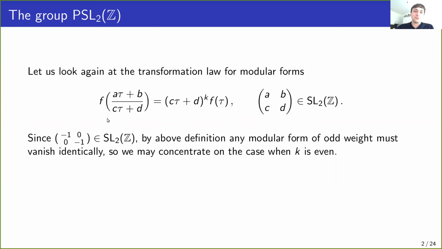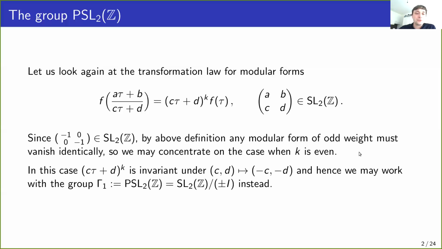So actually, if you look at the definition, it just says that f of tau is equal to minus f of tau. And because of that, all of them will vanish. For the purposes of this talk, we'll just concentrate on the case when k is even. There is a way to make an interesting notion of odd weight modular forms, but it's not this way. One has to introduce some kind of multiplier system here. Because in the case of k even, this factor is invariant under the negation of the matrix.